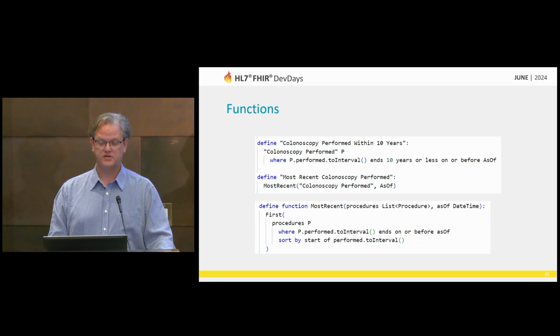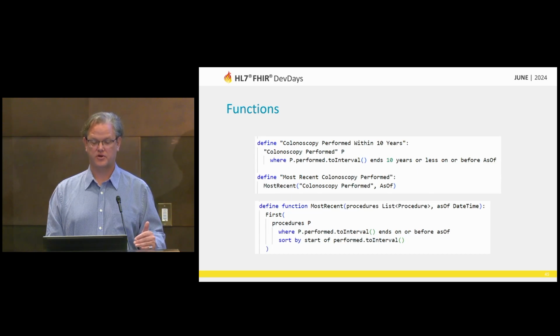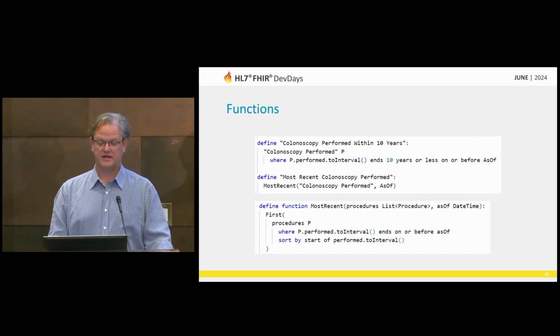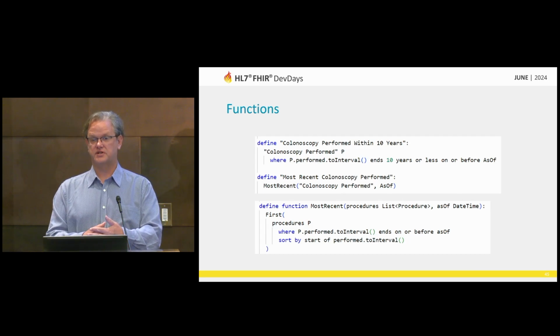Colonoscopy performed within 10 years. This is another one of the data elements that has appropriate screening. What's happening here is I'm getting the most recent colonoscopy performed by calling this most recent function. In CQL, I can define functions. They take a list of arguments, and within that function I can reference those arguments to do things like give me the first procedure where the interval starts or the interval ends on or before the as of, and sort by the start of the performed interval. So then that most recent function, I can run that on any list of procedures to give me the most recent procedure.